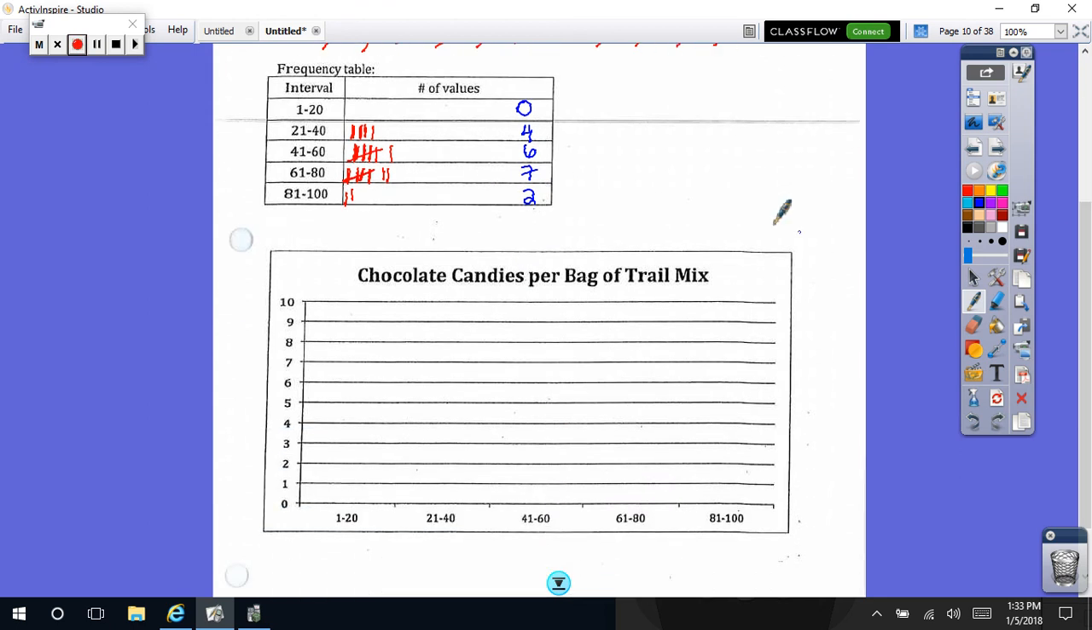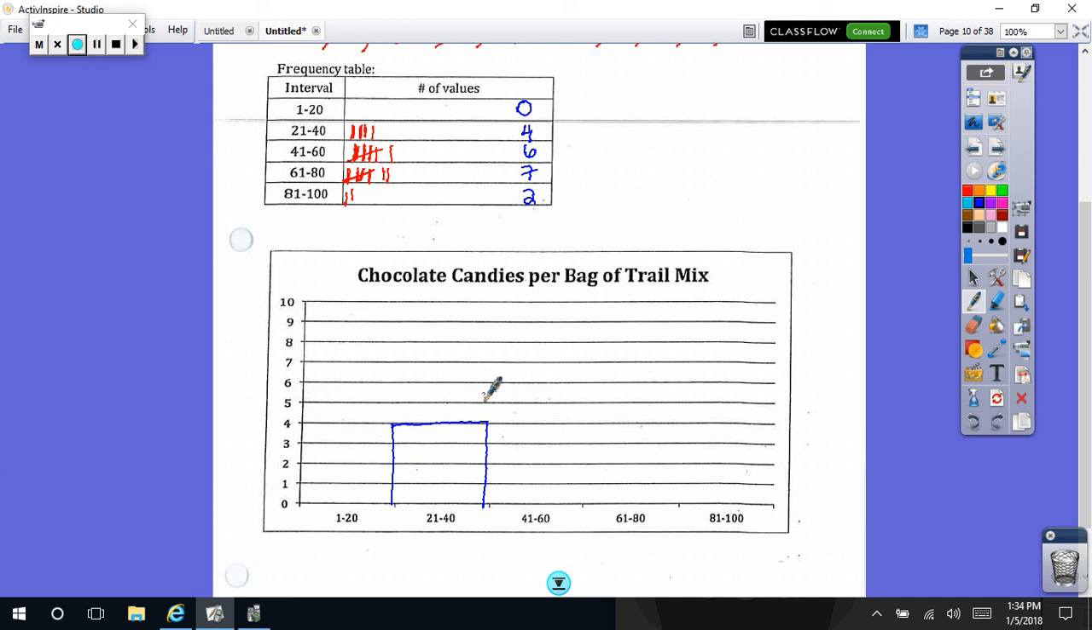And the next thing we're going to do is turn this into a bar graph pretty much. How many people did we have that had between 1 and 20? None, so I don't have to do anything there. Between 21 and 40, I had 4 people, so I'm going to do myself a little bar graph right here between 21 and 40. If you want to color it in, go for it. If not, leave it like it is.